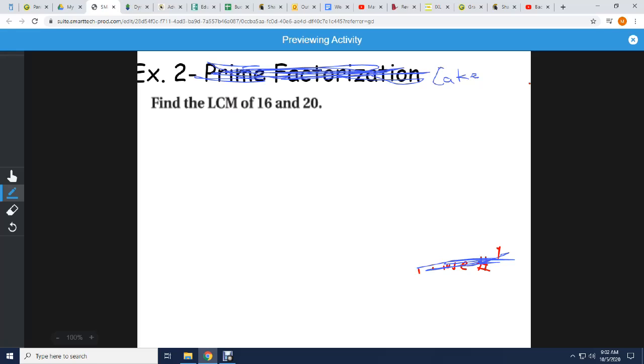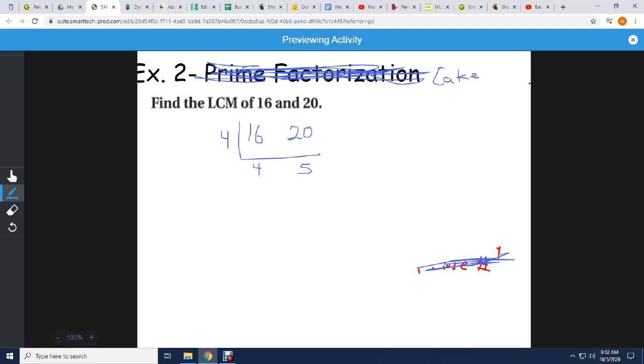16 and 20. Cake method doesn't change. You write down the 16, you write down the 20, and we're going to do the same thing we did before. We're going to pull out common factors. The first thing I saw was 4. 16 divided by 4 is 4. 20 divided by 4 is 5. Nothing comes out of 4 and 5.